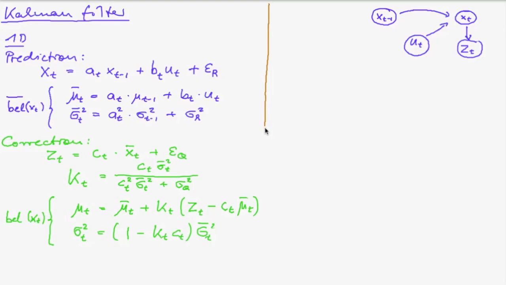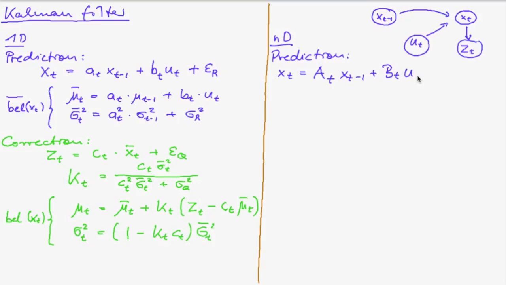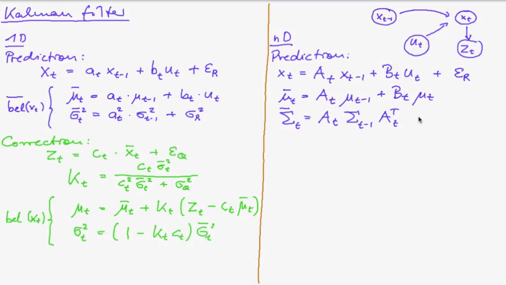Now let us see how this looks like in n dimensions. Now the prediction is exactly the same formula, except that we now use matrices instead of scalar values. And for our predicted mu, we also get a vector, which is computed in exactly the same manner as in the 1D case, with a and b replaced by matrices and mu replaced by a vector. And for the new covariance matrix, we obtain this formula, where the multiplication with a squared is replaced by a left multiplication with a and a right multiplication with a transpose, and the sigma r squared is replaced by the covariance matrix of the transition.